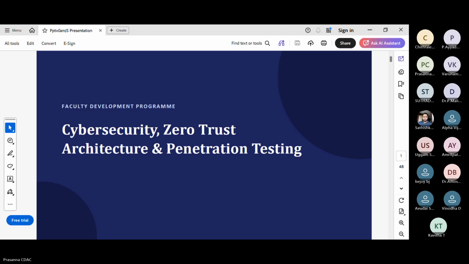So today we are going to start. Before starting, let me introduce myself. I am Prasanna from CDAC. Scientist F, as per the central government. This is a designation, but I am taking charge as HOD of cybersecurity and IT infrastructure here.